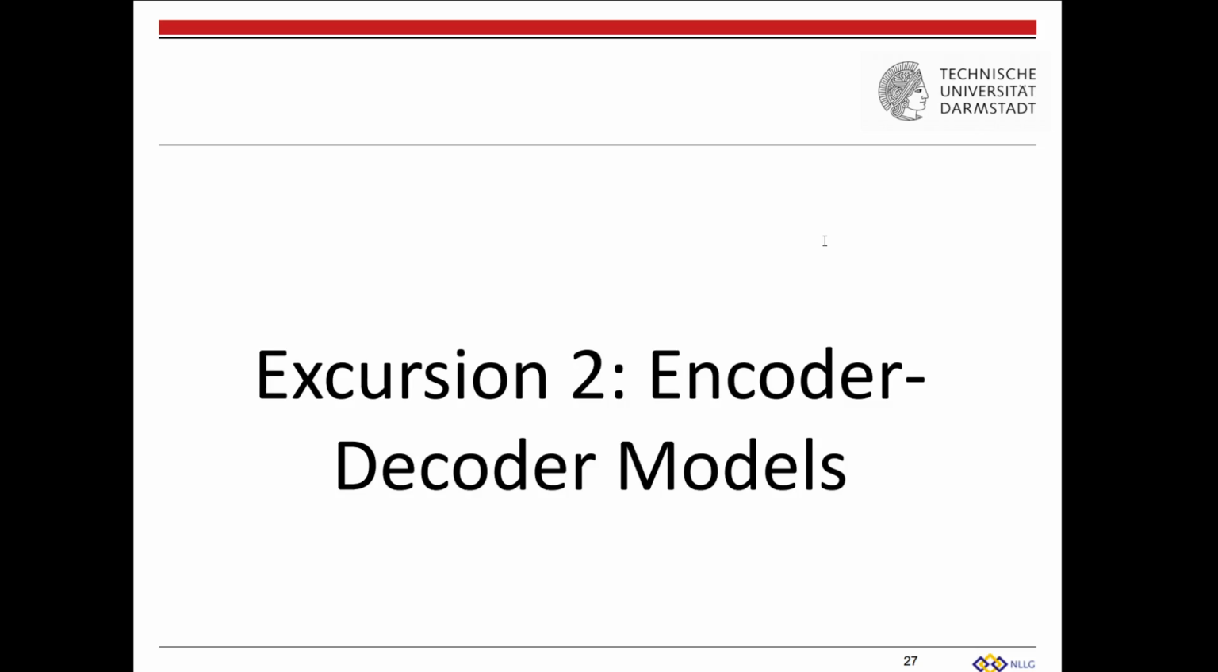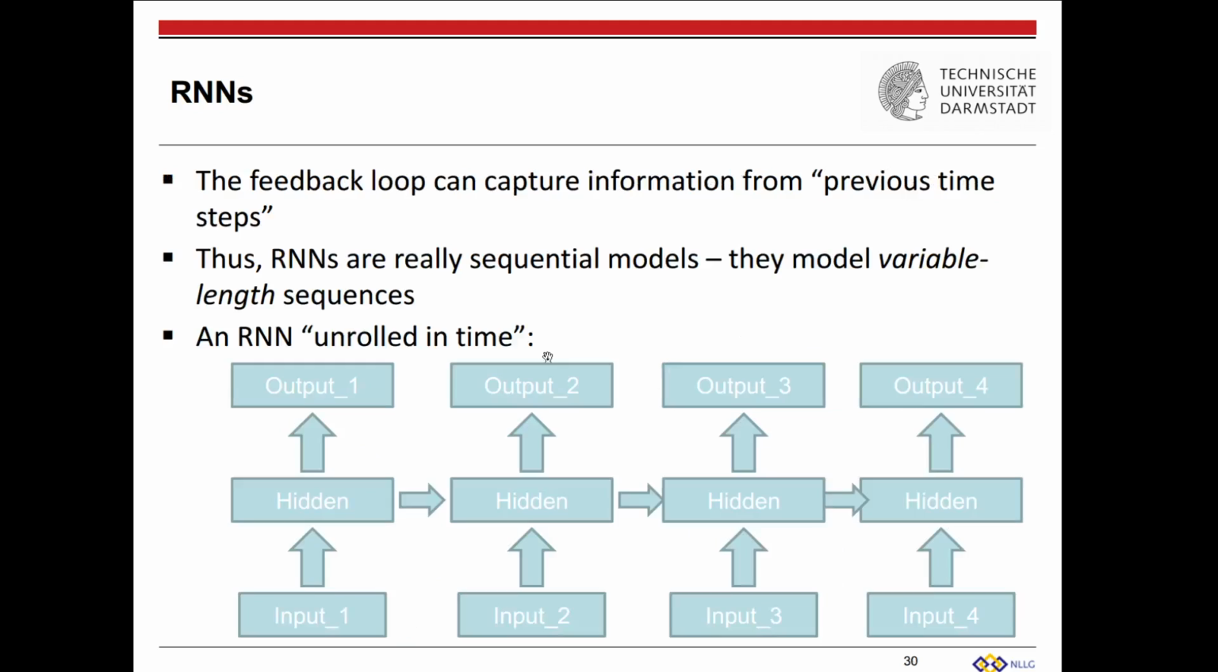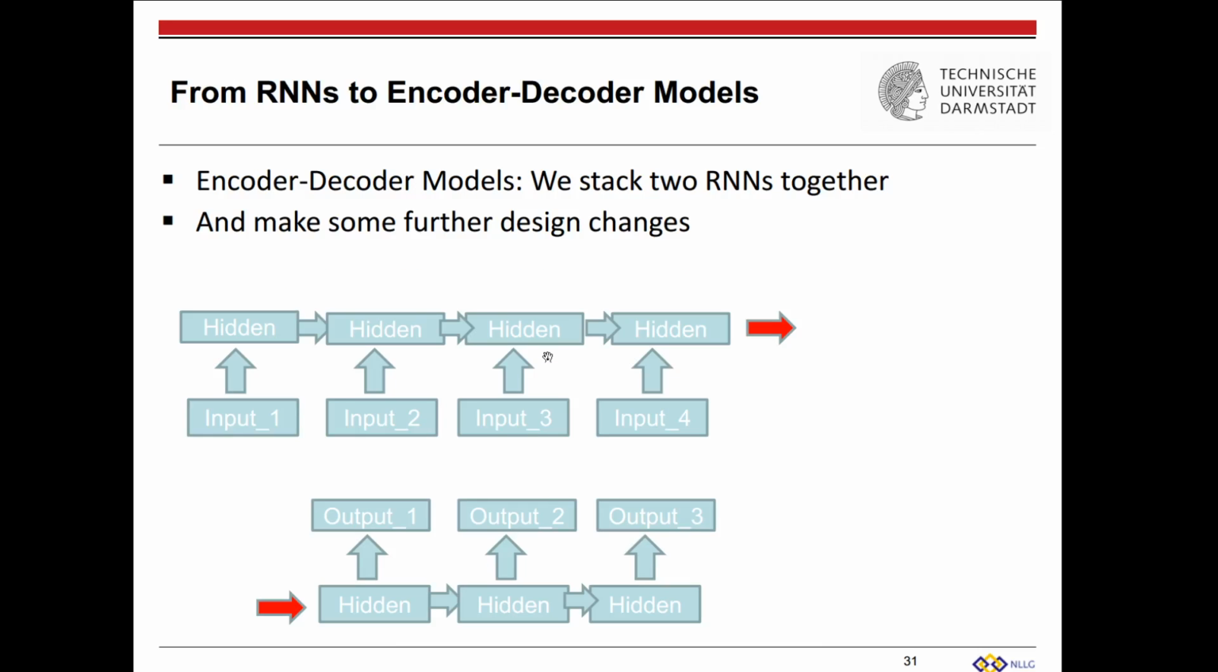Good, now that we have seen RNNs, let's go to encoder-decoder models. So RNNs are MLPs with a feedback loop and a time delay. What are encoder-decoder models? These are 2 RNNs stacked together. They're a little bit modified.